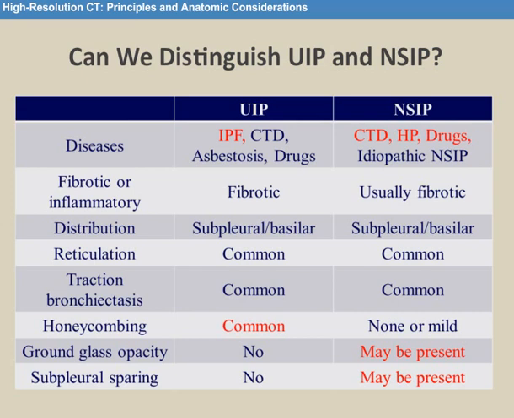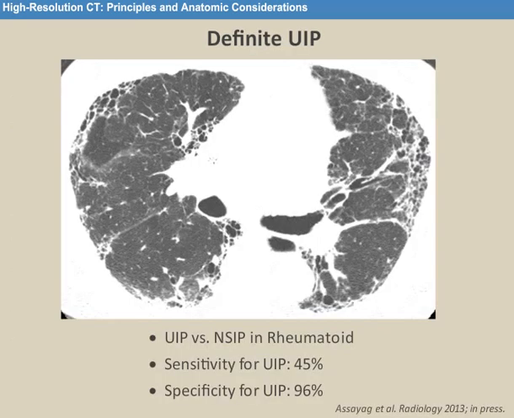On CT, the ways we attempt to distinguish is, well, honeycombing is typical of usual interstitial pneumonia. Ground glass opacity, traditionally we've used that as being much more suggestive of nonspecific interstitial pneumonia. We'll talk about that in a second. And then this other finding, the sparing of the immediate subpleural interstitium, is very suggestive of nonspecific interstitial pneumonia. So let's talk a little bit about each one of those.